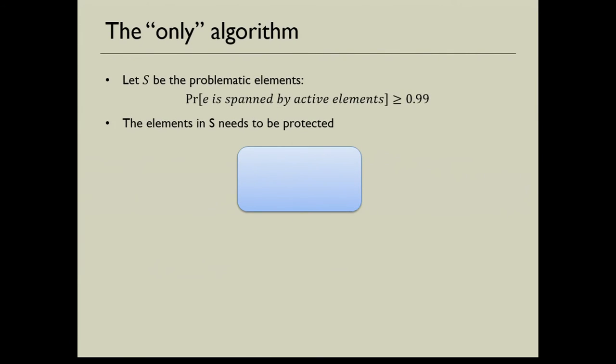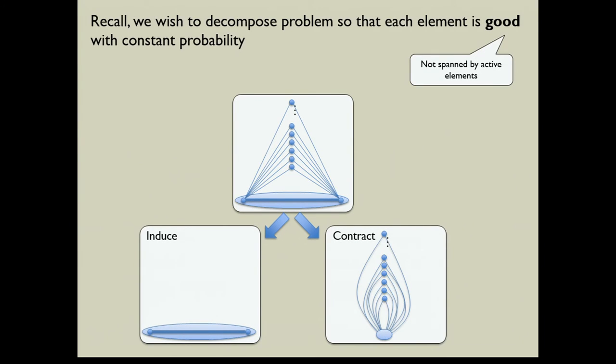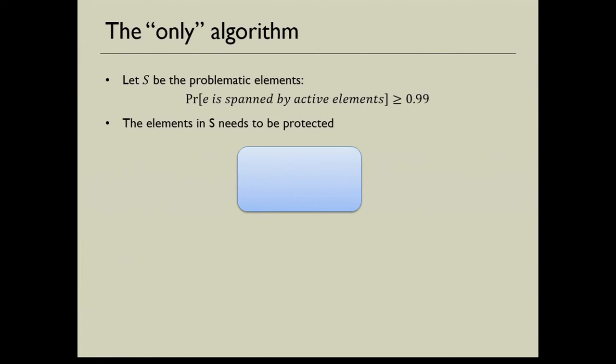We have a matrix here with all its elements. Consider the elements that are not good. This means that they're spanned by active elements, let's say with probability 0.99. I just made this some constant here, so I put it very high. They're very likely to be unpickable because there are other active elements that span them. So these are the problematic elements. This exactly corresponds to this guy. The probability that he's spanned is like 0.9999. So these guys we really need to protect.